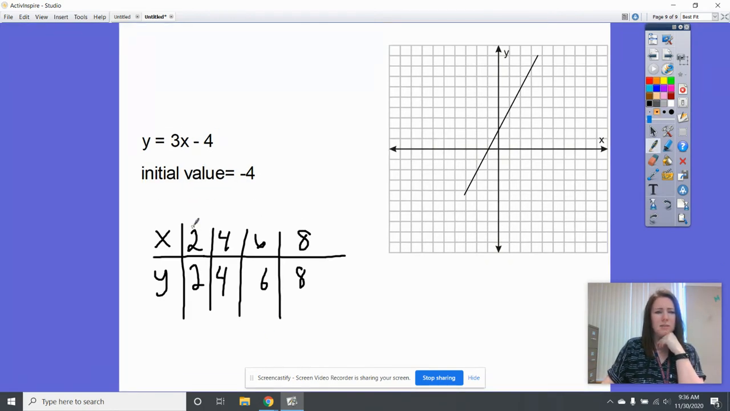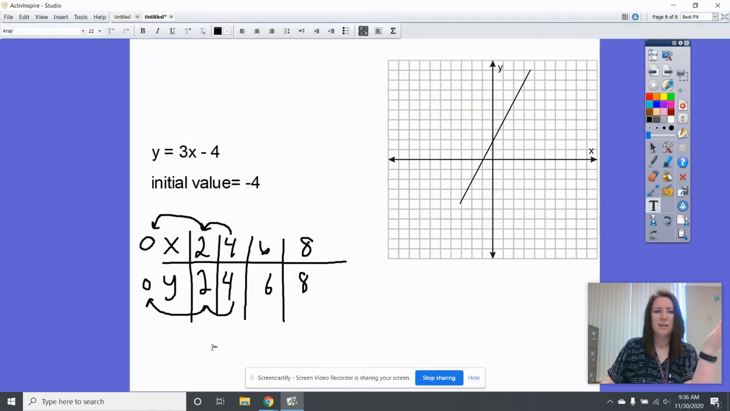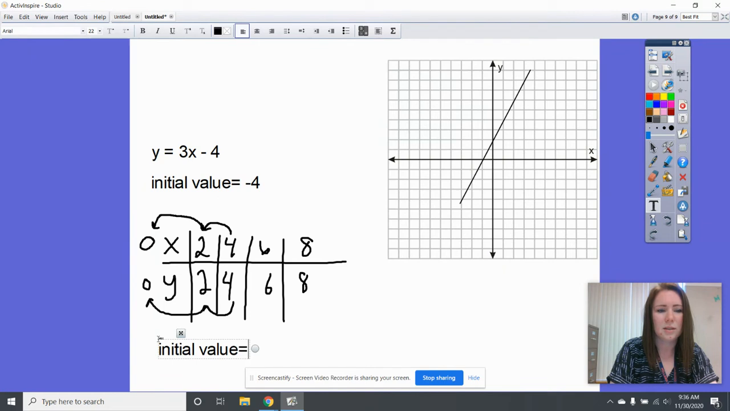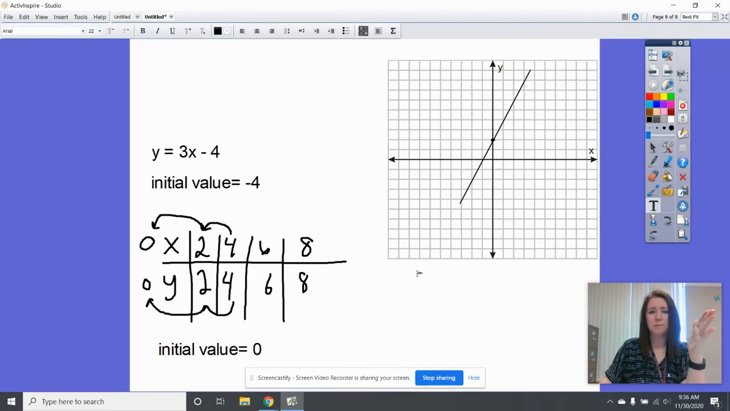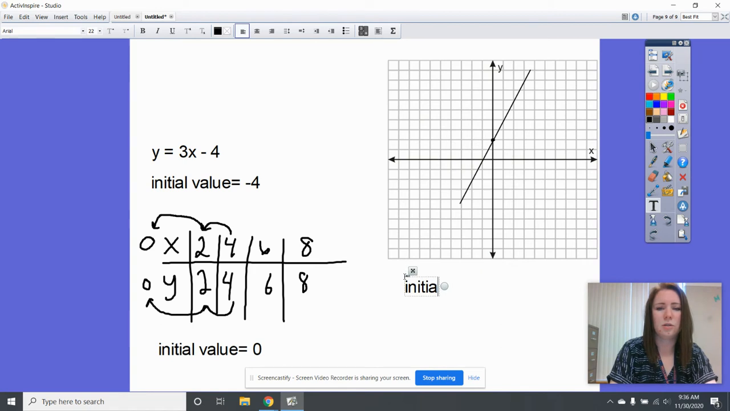It doesn't give us if x is 0, so we have to work backwards a little bit. So if I go back 2, I can go back 2 again to 0. And here, same thing, I went back 2, so I went back 2 again to 0. So that's great. The initial value equals 0. And then the last one is looking at this graph. The initial value is the y-intercept, so where it crosses the y-axis, that happens to be 2. So initial value equals 2.